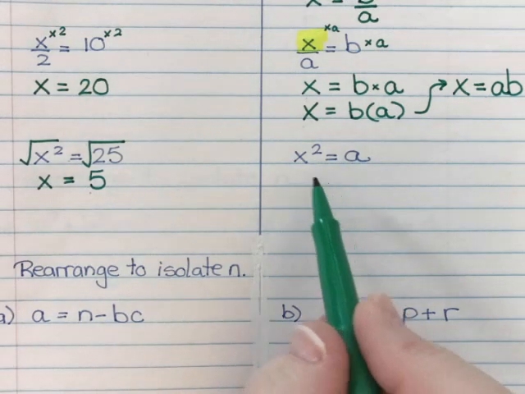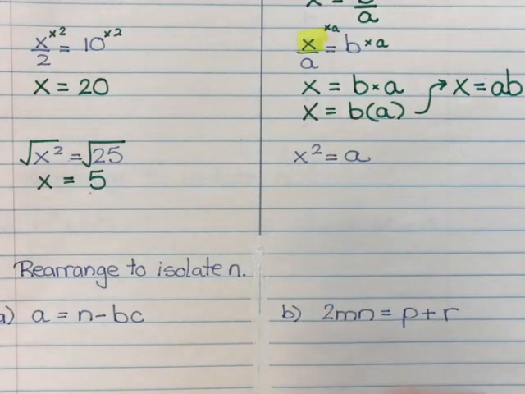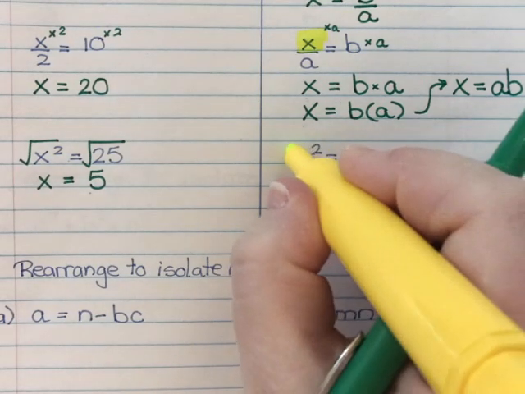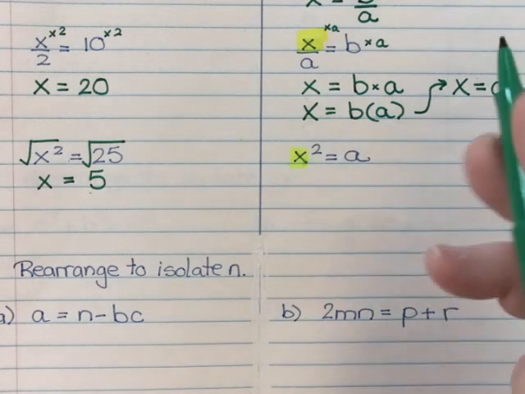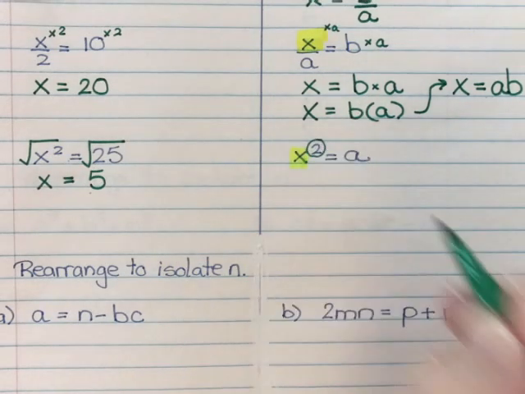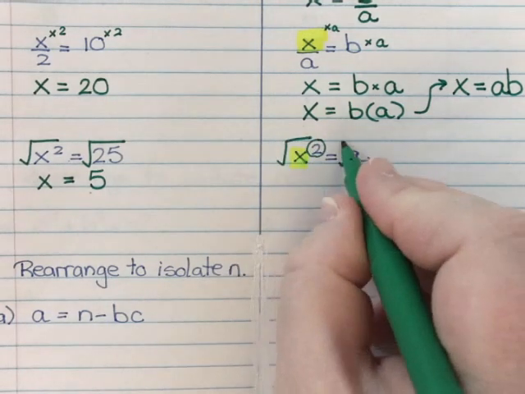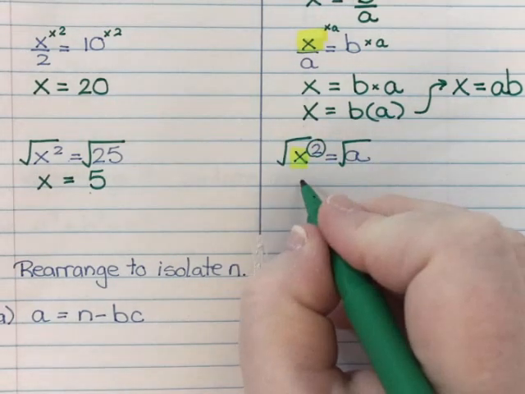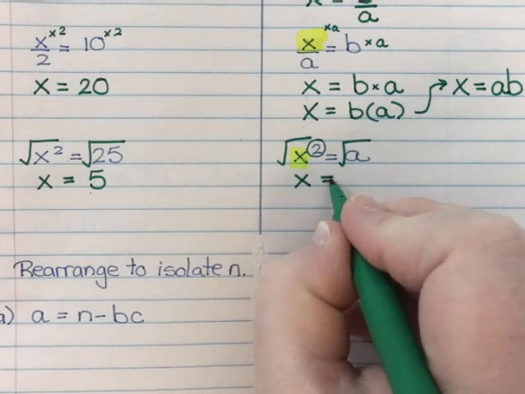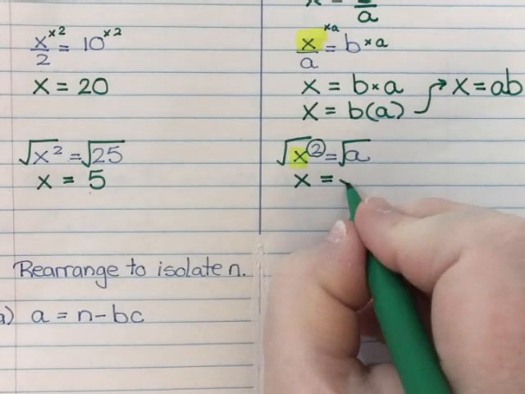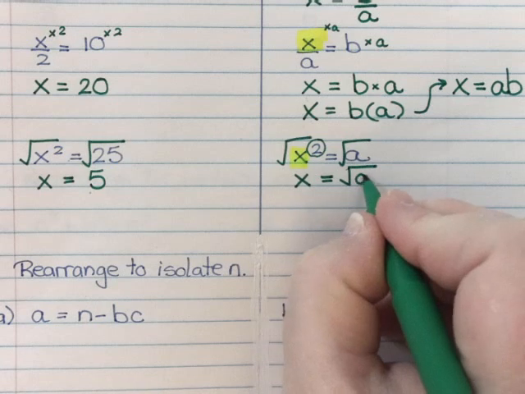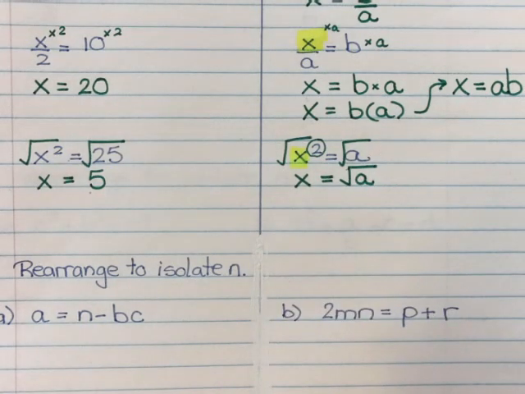Now my other one, x squared equals a, we are trying to isolate x. And the operation we have here is a square. So to cancel out a square, I would square root. Now the only problem is that I can't actually square root a because I don't know what it is. So I'm just going to leave it as the square root of a. So x would equal the square root of a.